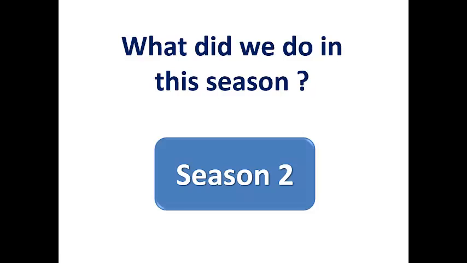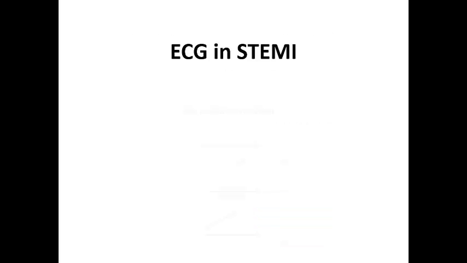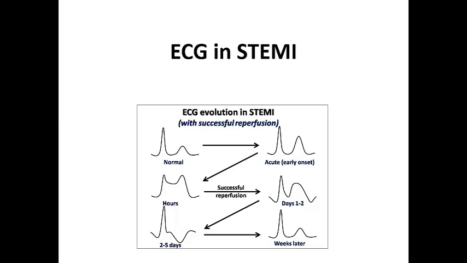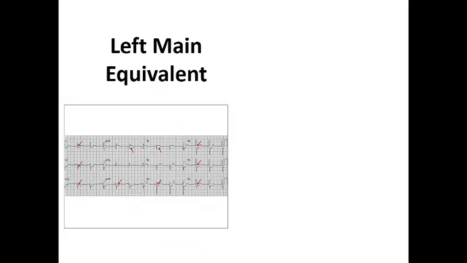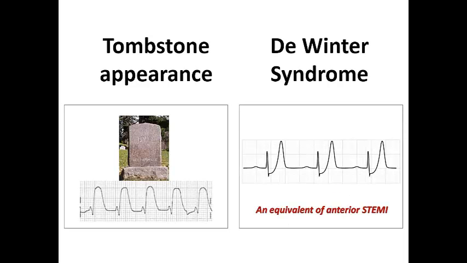So what did we do in this season 2, which we have already finished? Of course, we discussed at first the preamble to the myocardial ischemia, including the three categories of STEMI, non-ST elevation acute coronary syndrome, and chronic coronary syndrome. We discussed the ECG in STEMI, with its different features. Then we discussed left main equivalent and transient ST elevation. We also discussed the tombstone appearance and the famous De Winter syndrome.